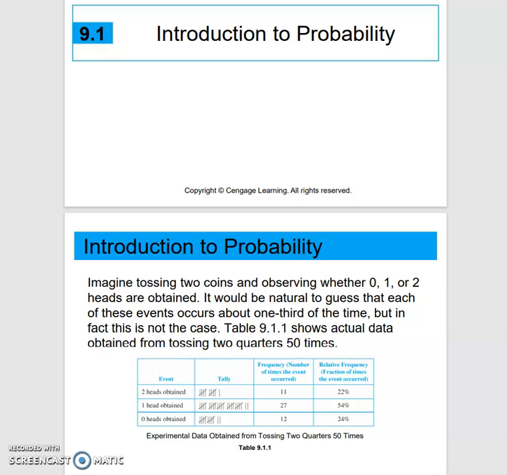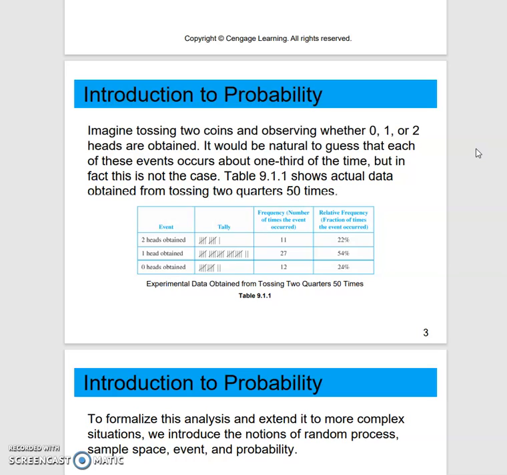Section 9.1, Introduction to Probability. So probability is looking at what are the chances that some event occurs. So let's say we're tossing two coins, and we want to know whether we have no heads, one head, or two heads. And we often would think that it's going to be a third for each of them, but that's not actually how it works.